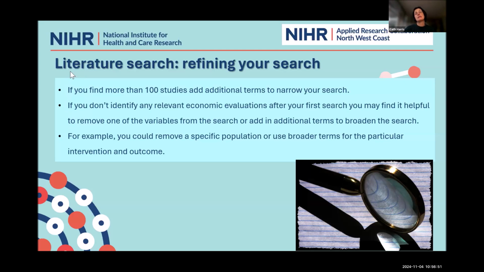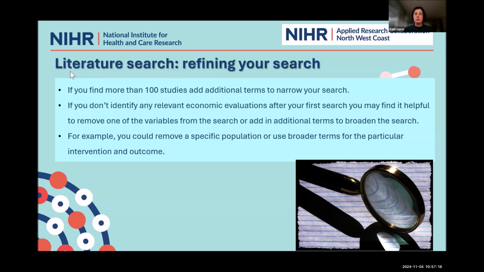Again, to make the search more focused, you could remove some of your synonyms. So if you have lots of different terms for the population, you might want to take out some of the less focused terms. So for example, rather than searching stroke or cerebrovascular disease, you could just search for stroke, which is the more commonly used term for that condition.